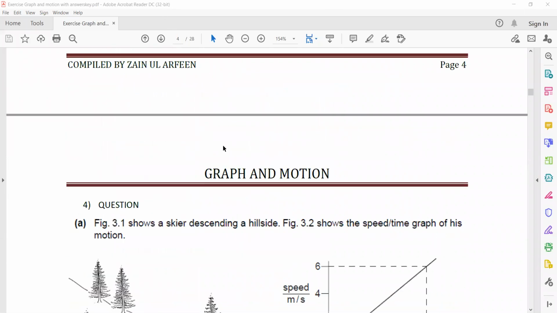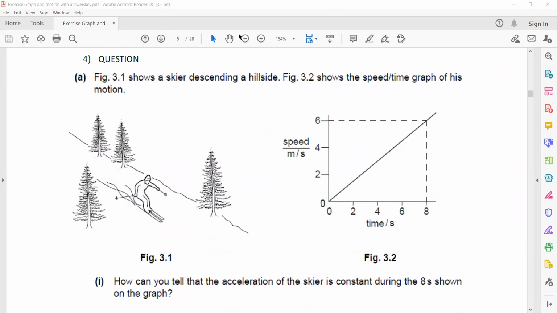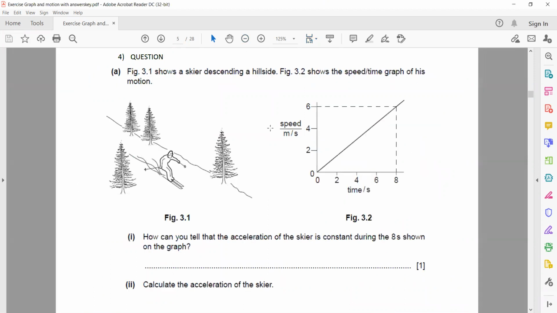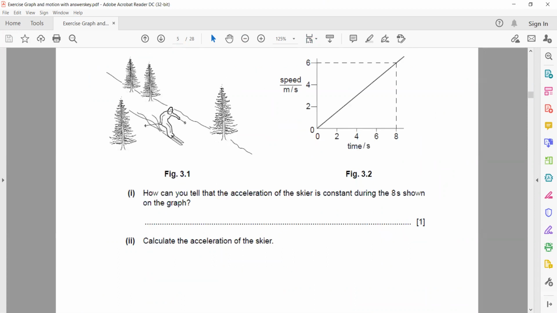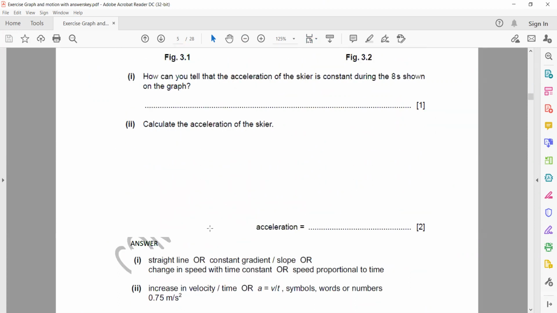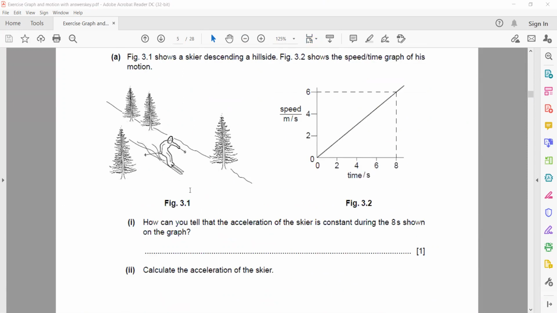Then moving on to the next question. Question 4. Figure 3.1 shows a skier descending a hillside. Figure 3.2 shows the speed time graph. How can you tell the acceleration is constant during the 8 seconds shown on the graph? So acceleration is actually the slope or the gradient. So we can mention it's a straight line with a constant gradient.